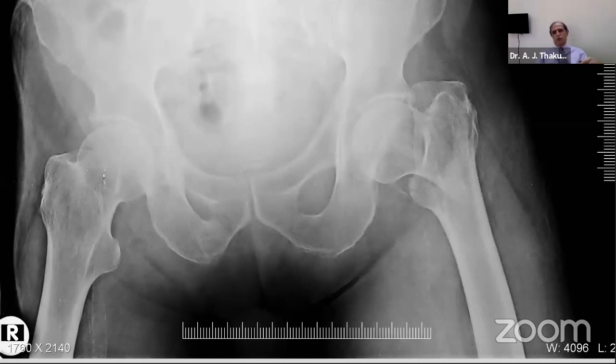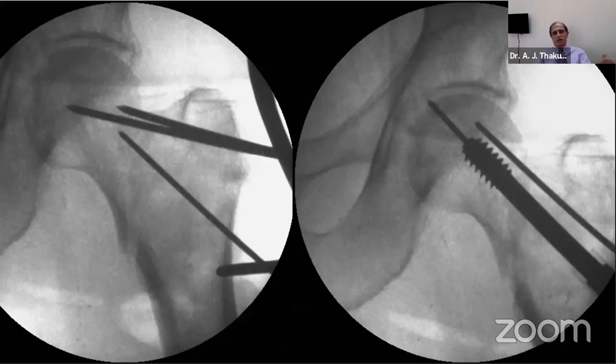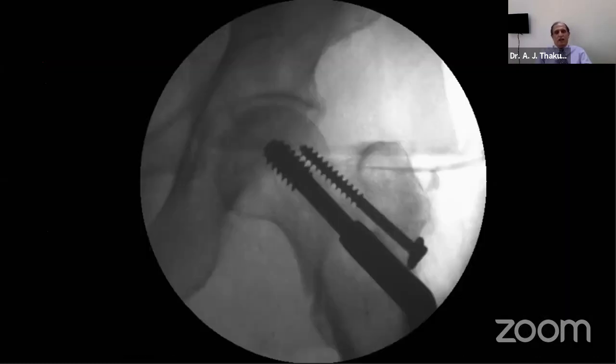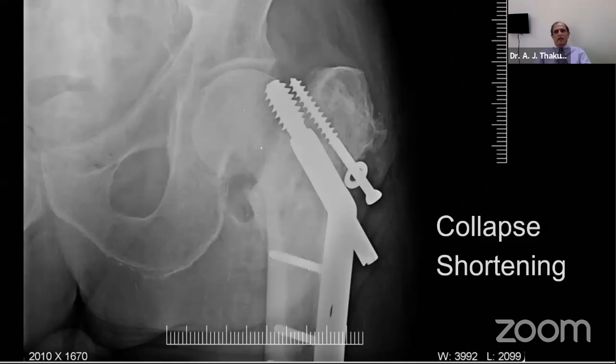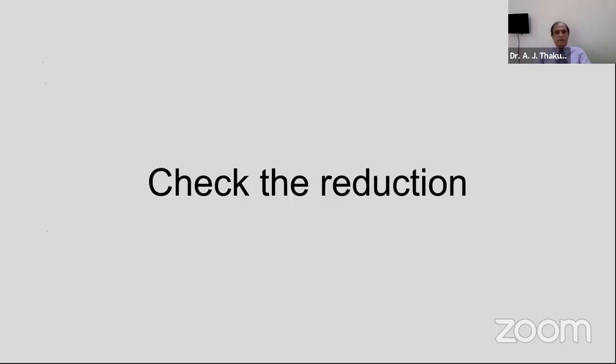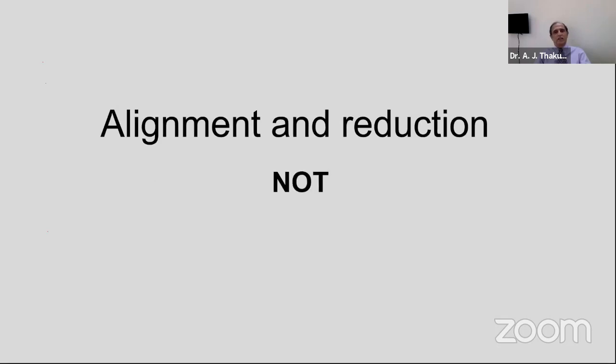This is a usual patient that we come across and treat accordingly. Reasonable reduction, one would say, and fixed it. This was on the second day of the surgery. Patient was in bed. After 1 month, this was the picture: collapse, shortening, and cutout. One is surprised, but then you check the reduction.